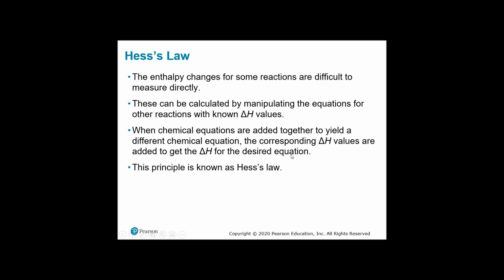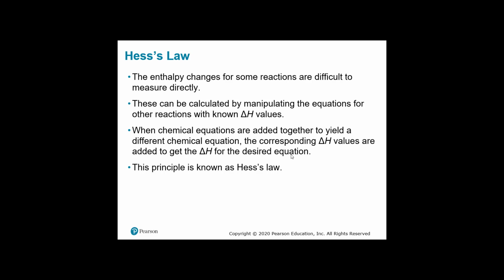Okay, so Hess's law. The enthalpy changes for some reactions are difficult to measure directly. We just can't. So these can be calculated by manipulating other equations. This is something that you should have covered in Chem 111, so this is pretty much review and hopefully it's coming back to you. We can use other equations, and then through the process of adjusting or editing, we can figure out the enthalpy change value for the reaction that we're interested in.